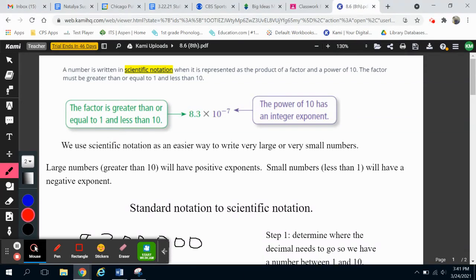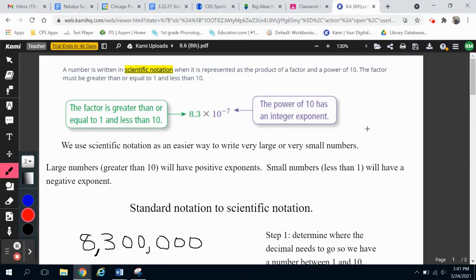Hello, we are going to be learning about lesson 8.6, which is dealing with scientific notation. Now, a number is written in scientific notation when it is represented as a product of a factor and a power of 10. The factor must be greater than or equal to 1 and less than 10.